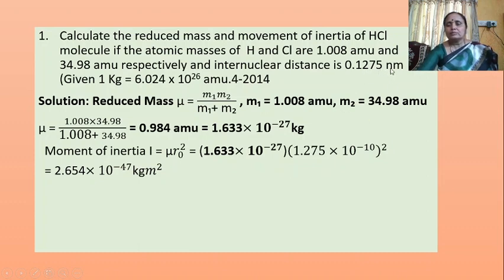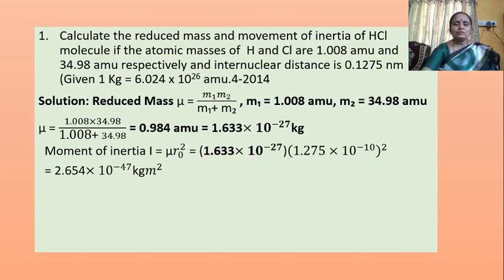This is going to be in terms of what? Nanometers. So I am going to write down the same thing in terms of meters as 1.275 into 10 raised to minus 10 whole square, because it is r naught square. When I multiply the reduced mass and the internuclear distance square, I get the value as 2.654 into 10 raised to minus 47 kg meter square. So this is the value for moment of inertia.